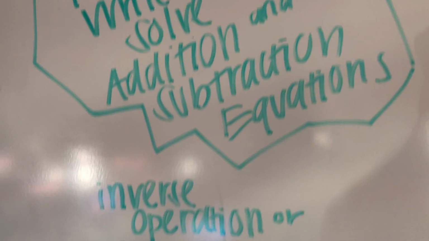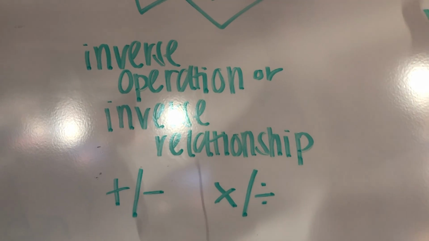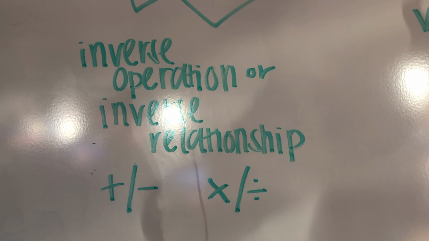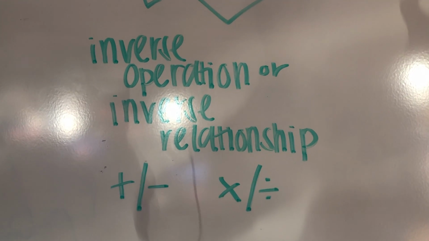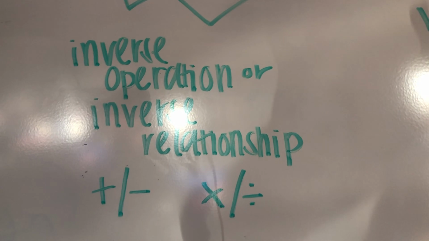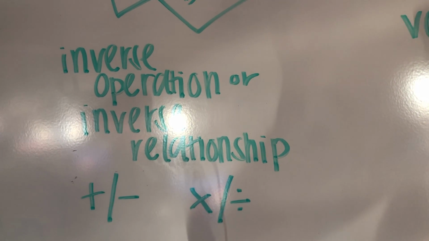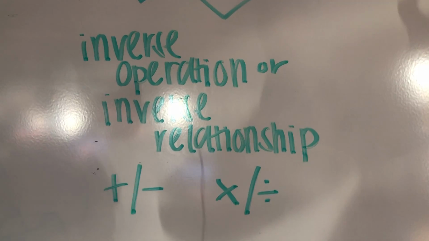For this lesson, we're going to be doing what's called the inverse operation, or also called the inverse relationship. Now, what this means is if you have an addition problem, you are going to subtract. If you have a subtraction problem, you are going to add. Tomorrow, we'll be talking about multiplication and division. So if you have a multiplication problem, you're going to divide. If you have a division problem, you're going to multiply.